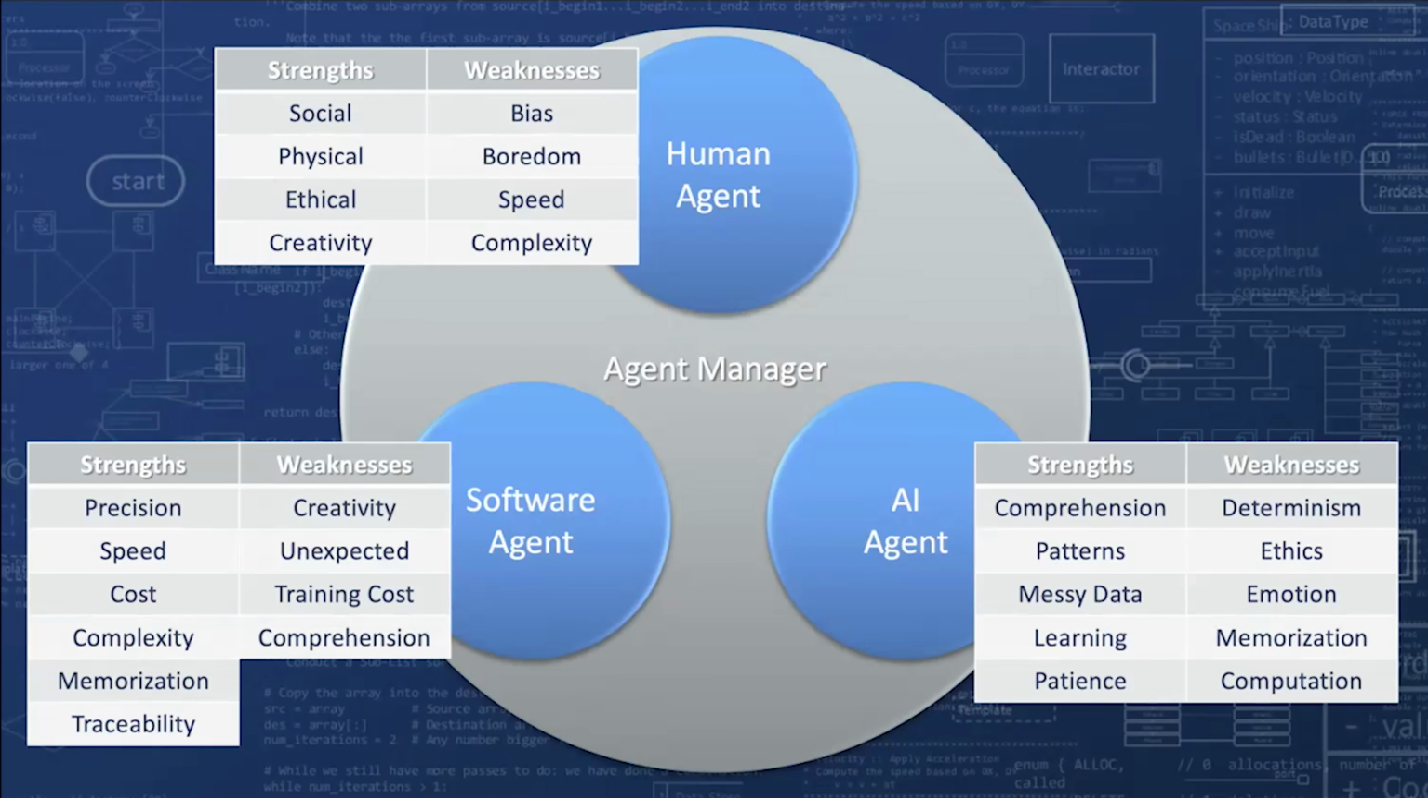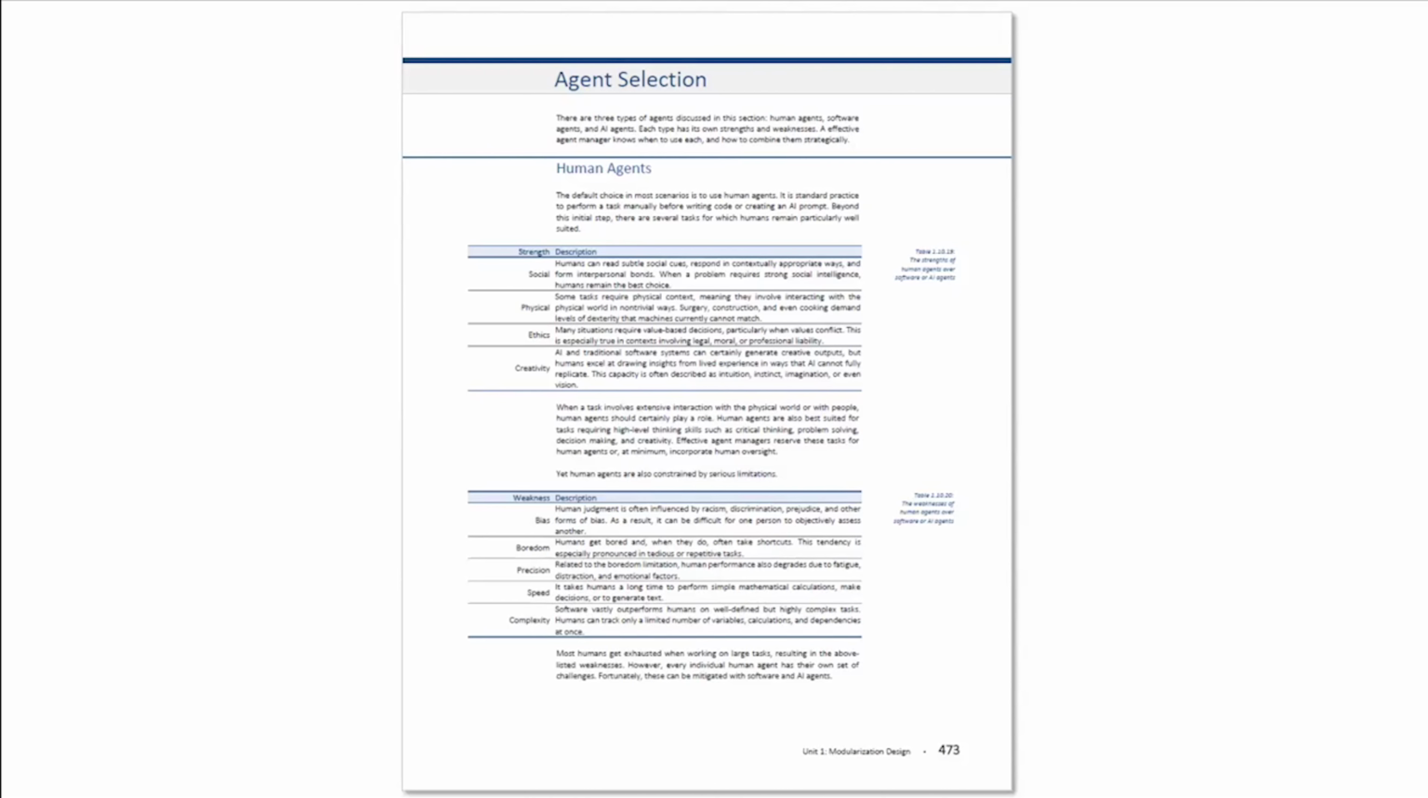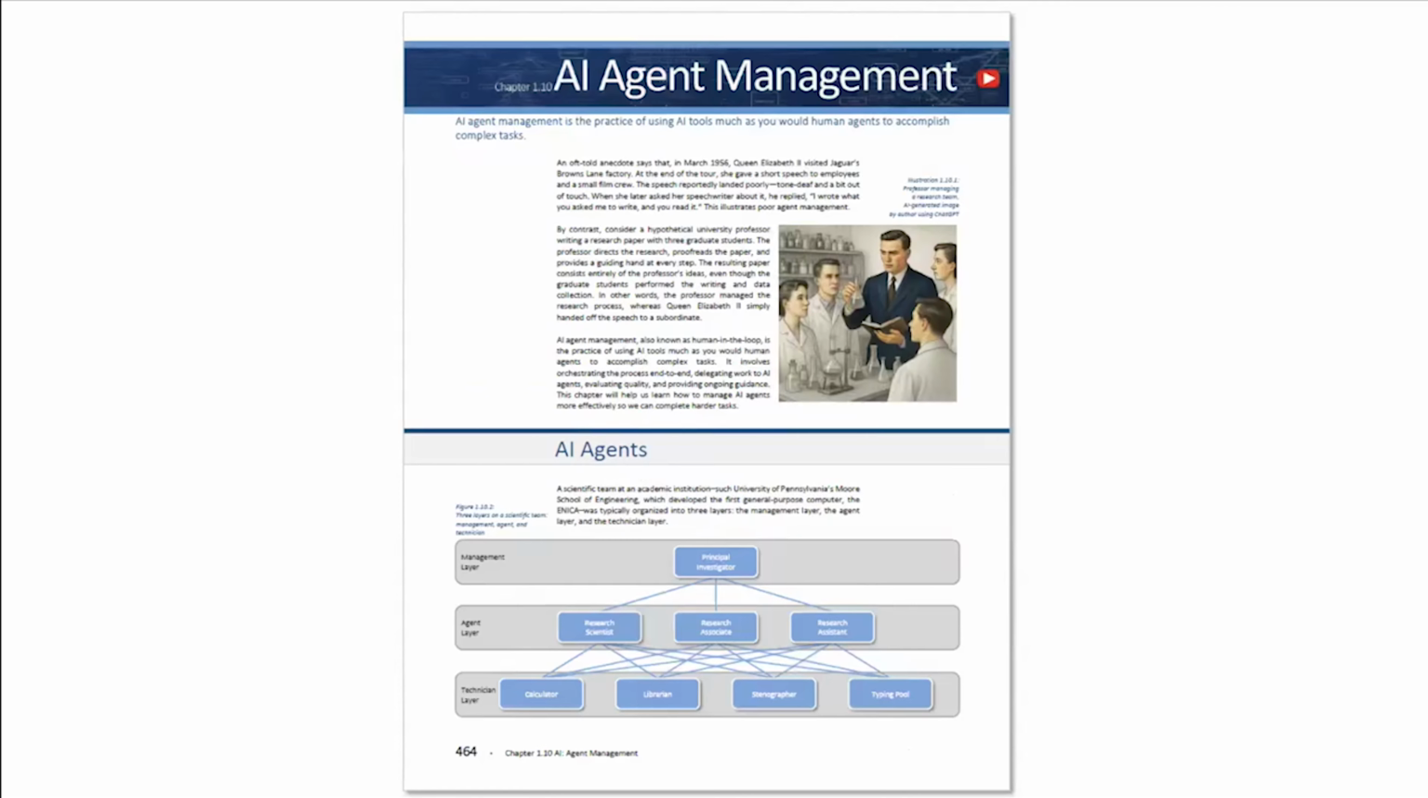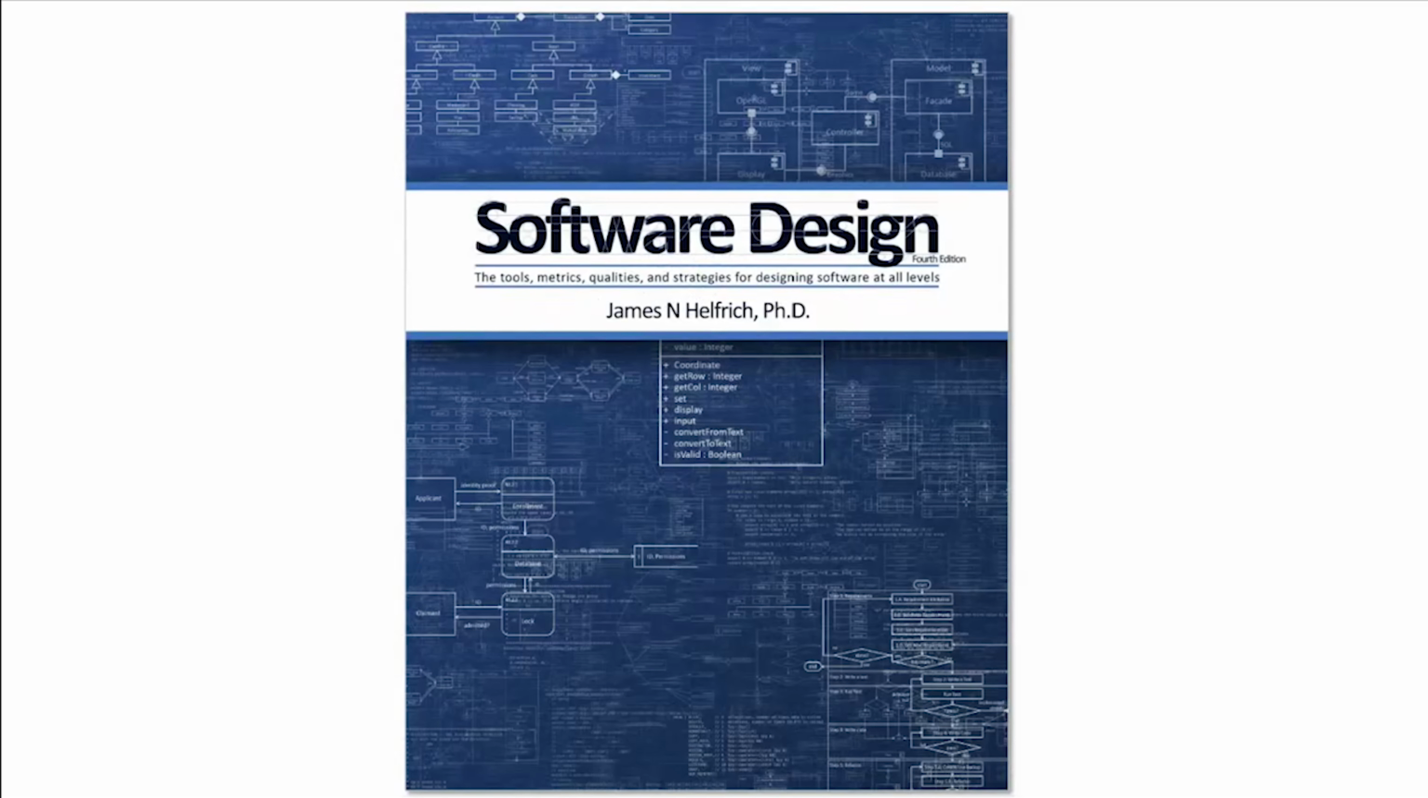So here's the key point. The synergy between human, software, and AI agents is key, because working together, they can do far better than any can by themselves. The trick to AI management is using the right tool for the right job, understanding the strengths and weaknesses of each agent and leveraging them to maximum effect so you can solve your problem in the best possible way. You can learn more about this in the agent selection section, AI agent management chapter of the software design textbook.